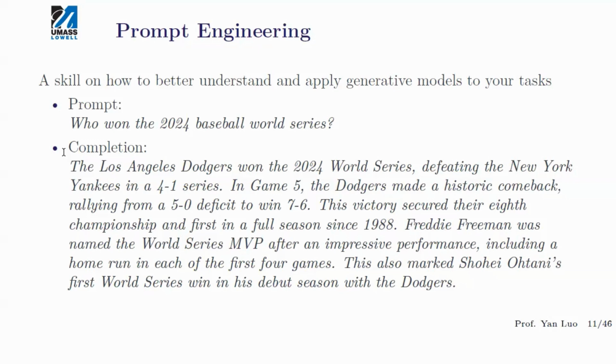And if you use the same prompt across different models, then of course the output will most likely also be different. But let's say we give this prompt, and some models are very chatty. So this is one possible output, a completion from a model. It gives you the answer: Los Angeles Dodgers won the 2024 World Series, defeating the New York Yankees in a 4-1 series. And in Game 5, the Dodgers made a historic comeback, rallying from a 5-0 deficit to win 7-6, and so on.